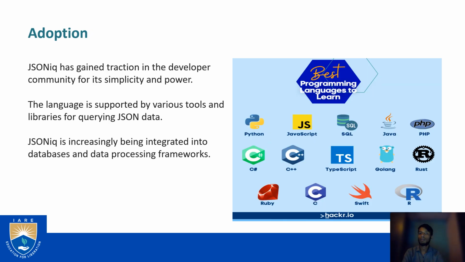Adoption: how it will be adopted by programmers or developers. JSONiq has gained traction in the developer community for its simplicity and power. It is a powerful tool and a simple tool. Any developer can understand it easily and develop with it easily. The language is supported by various tools and libraries for querying JSON. JSONiq is increasingly being integrated into databases and data processing frameworks.